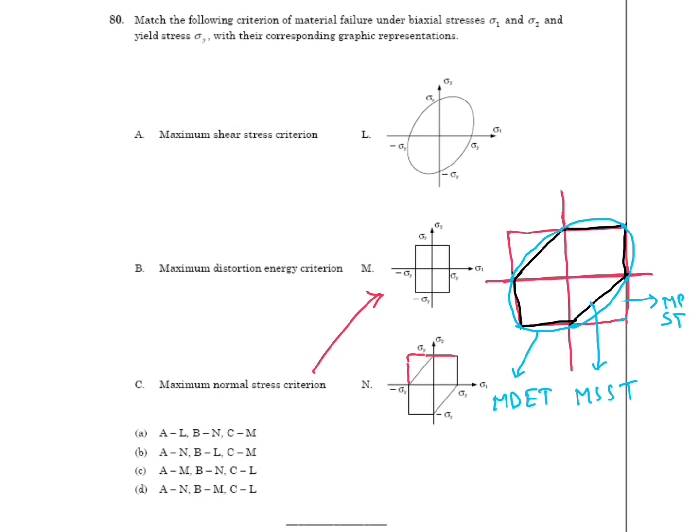Sometimes they may ask which one is most conservative. The answer is maximum shear stress theory. And for ductile material, we use both maximum shear stress theory and maximum distortion energy theory. But which one is preferable? If they ask, MDET is preferable because maximum shear stress theory is most conservative. So we are going for MDET. So in this question, maximum shear stress theory, A with N, then maximum distortion theory, B with L, C with M. So B is your answer.